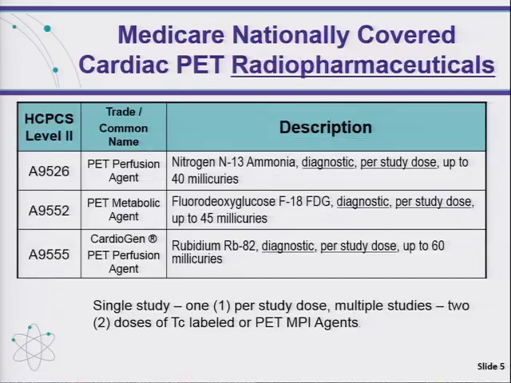So in the last presentation, we saw the radiopharmaceuticals. I'm primarily just going to talk about these three here. So we do code and bill your radiopharmaceuticals separately. And there are some tips. You have to watch the descriptions very carefully. These are per study dose. So a single study is 1, multiple studies is 2.